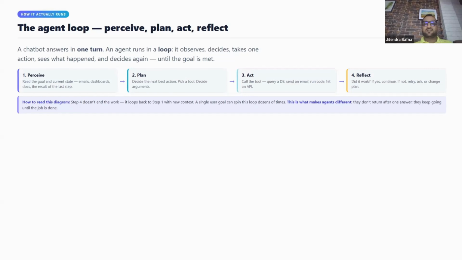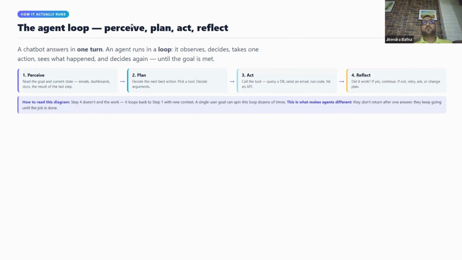Then it will perform the action. It will call those tools, whatever plan it made in the second phase. The action is performed in the third step, where it performs some kind of action. And finally, it checks whatever output was generated, whether it is matching the goal or not. If not, then again it will go to the plan step, then action, then reflect. So these are the steps of the agent loop.